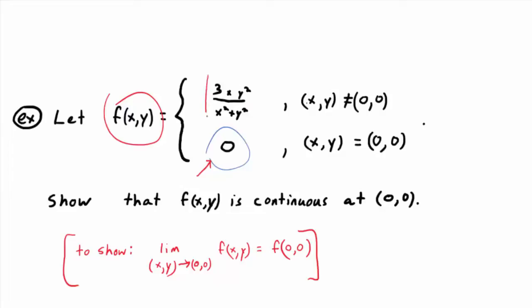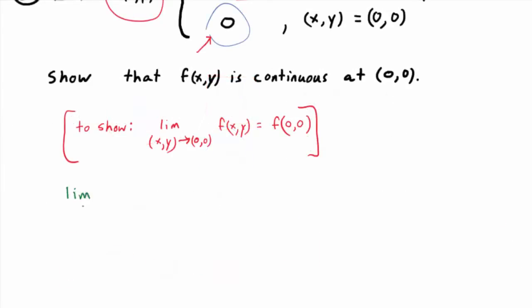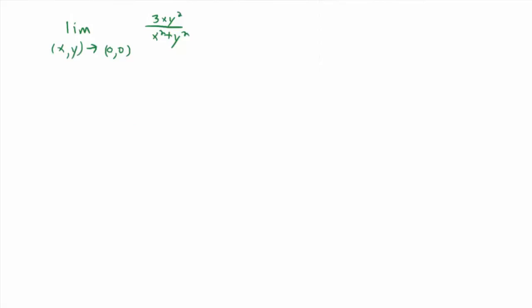And when x, y doesn't equal 0, 0, the formula that we use is the rational function 3xy squared divided by x squared plus y squared. So let me focus on that rational function. Let's examine the limit as x, y approaches 0, 0 of 3xy squared divided by x squared plus y squared. So I'm going to show you that this limit is 0.